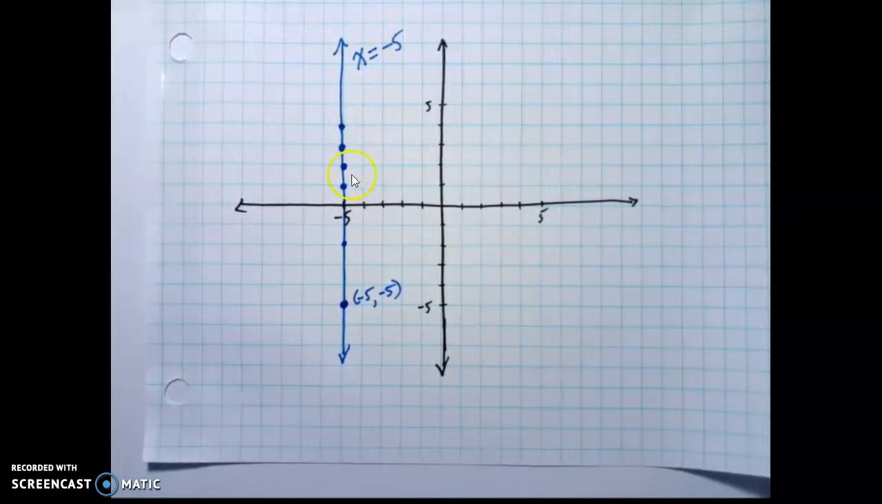We'll see that this happens for any equation in this form, x equals and then some number, because the points will all be right on top of each other, because you're going the same distance away from the origin, or away from the y-axis.